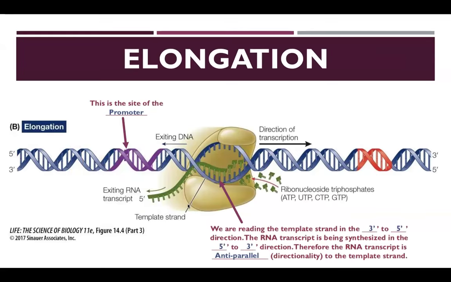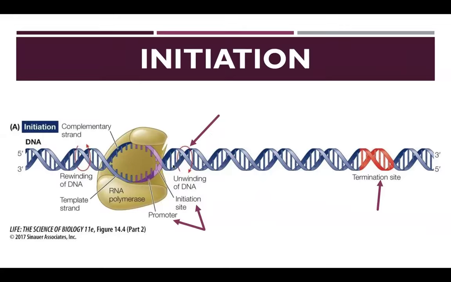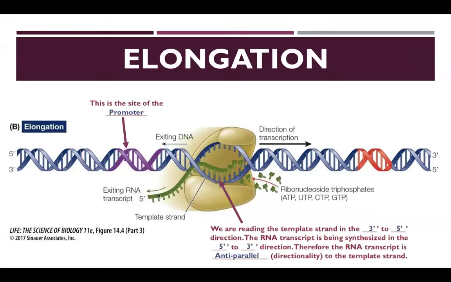And then elongation occurs. So RNA polymerase binds to the site of the promoter region. Here, RNA polymerase binds to the promoter region and starts to unwind the DNA, and it's moving towards the termination site. As it's moving towards the termination site, it's reading this template strand, the 3' to 5'. So it's reading the 3' to 5' template strand and then transcribing an RNA transcript from the 5' to 3' direction. So your RNA transcript is anti-parallel to the template strand. So as this polymerase is moving from the promoter to the termination site, it's creating your RNA transcript.